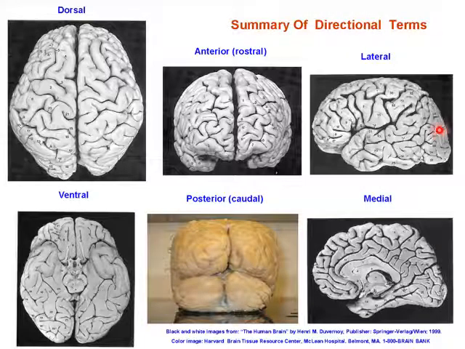Again, this is the lateral part of the brain, and this is the medial part. This is the anterior or rostral part, and this is the posterior or caudal part. This is the ventral part, and this is the dorsal part.